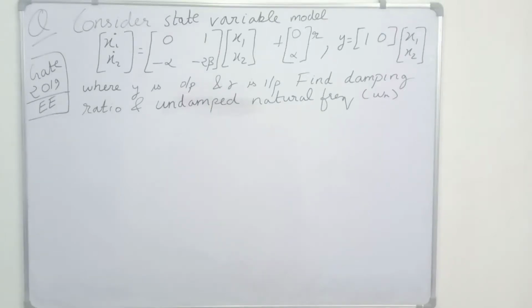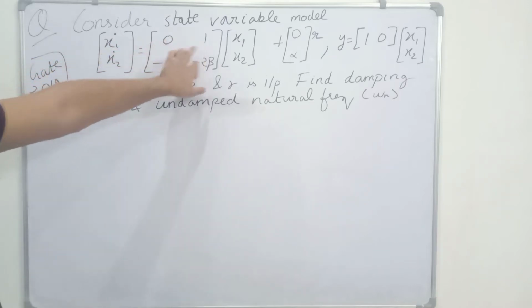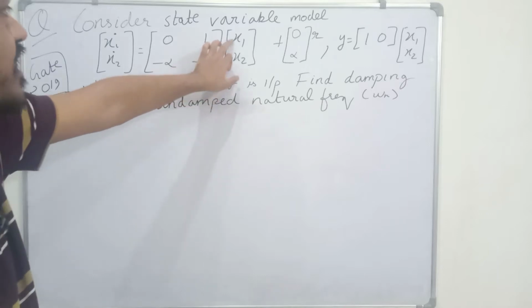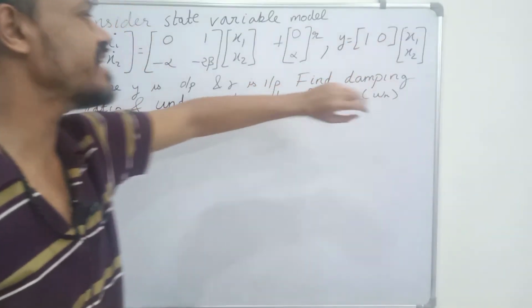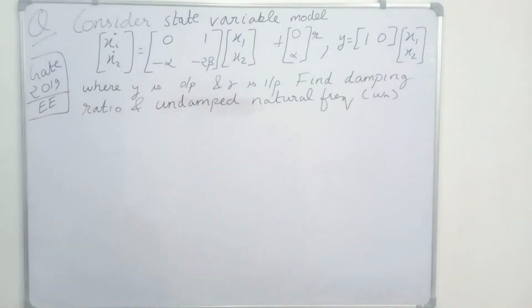Solving a question from GATE 2019 electrical engineering branch. A state variable model is given to us: x1 dot and x2 dot equal to [0 1; minus alpha, minus 2 beta] times [x1 x2] plus [0 alpha] r, and y equal to [1 0] times [x1 x2], where y is the output and r is the input. We have to find the damping ratio and the natural frequency.